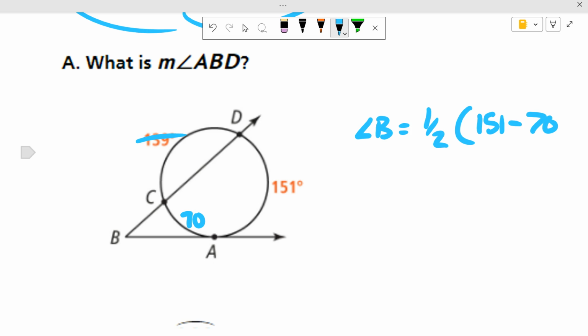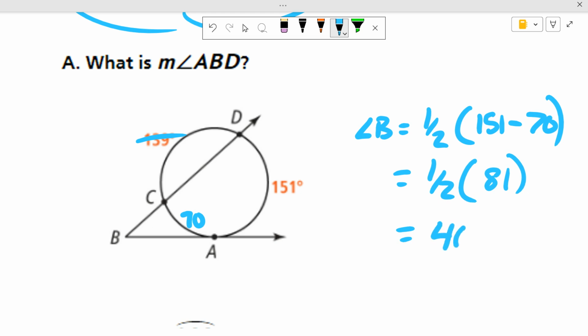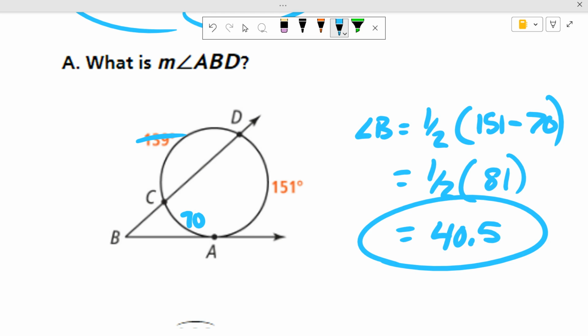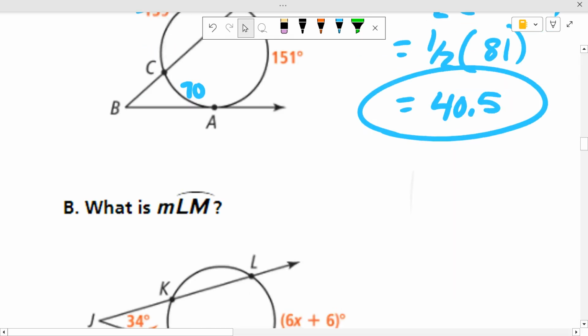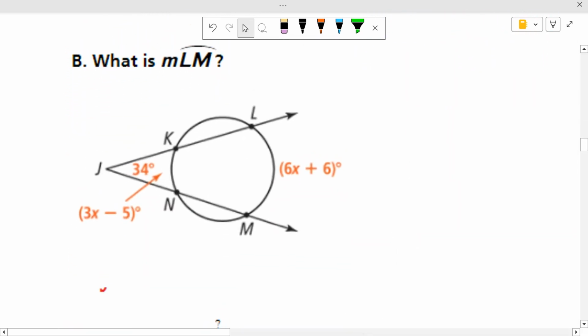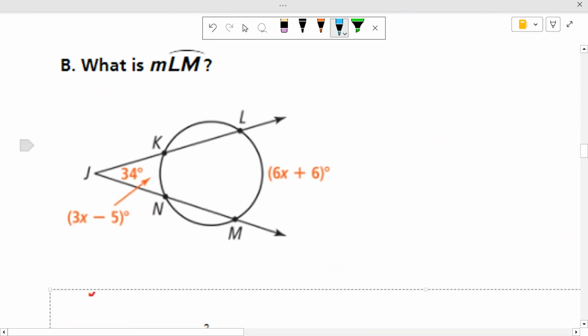It has nothing to do with 139. 139 is on the outside of that angle. It's what's on the inside of the angle that counts. So it's 1/2 of 81. What's 1/2 of 81? Well, it's 40.5. Okay? Angle on the outside of the circle.